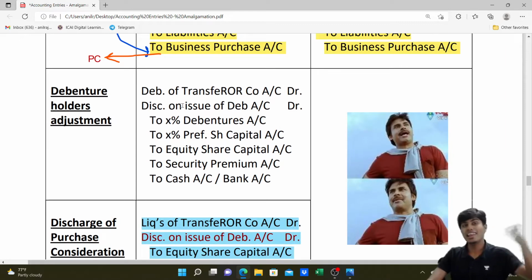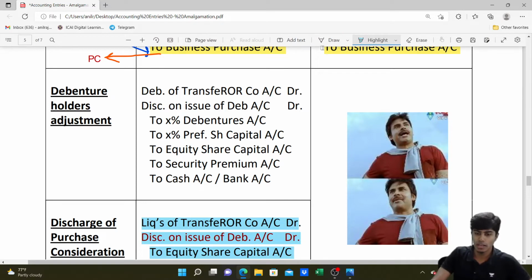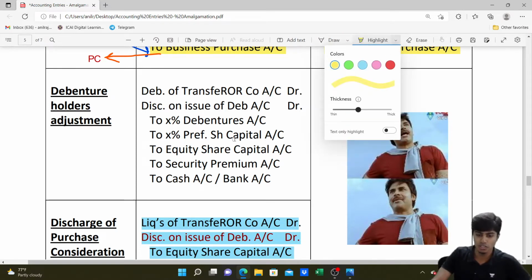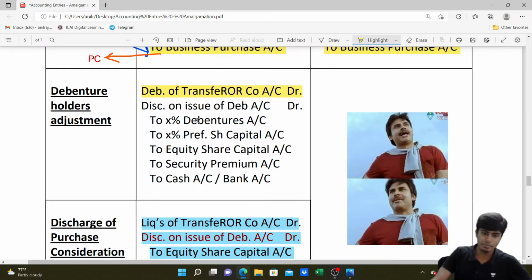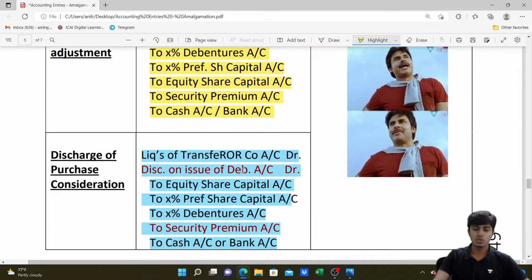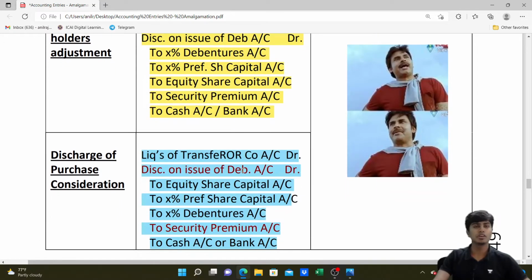For which my liability, what I've taken over, debentures of transferor company, should get closed. So I will debit debentures of transferor company, and I'll settle them by giving debentures in my new company. I can give them preference shares, I can give them equity shares. When I give them debentures or shares, if I give it at premium, I'll further credit security premium. If I give it at loss, I'll debit discount on issue of debentures. Get this?